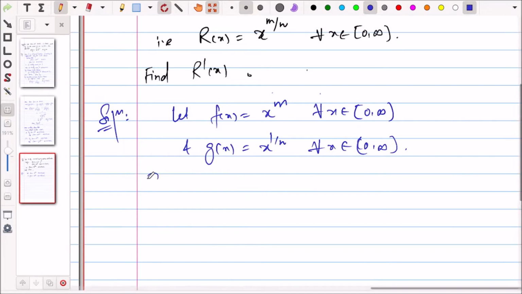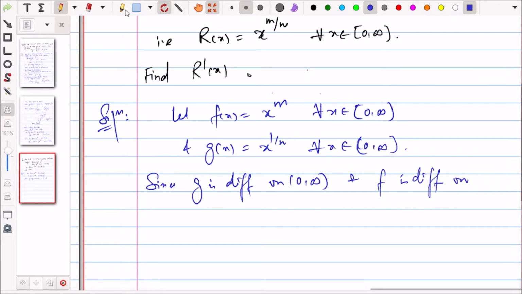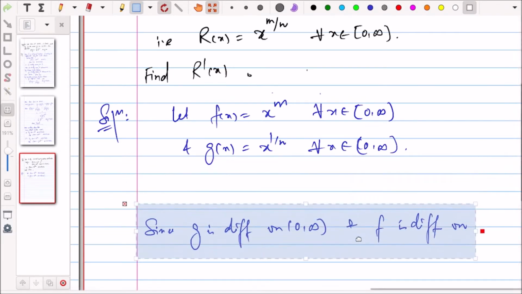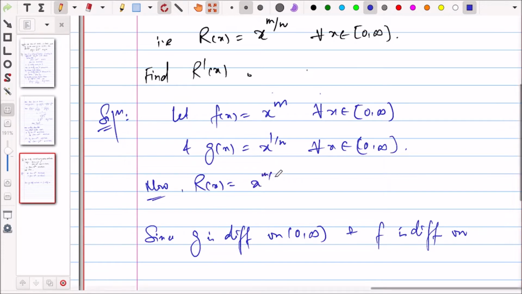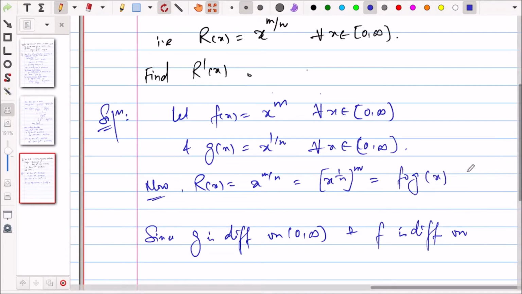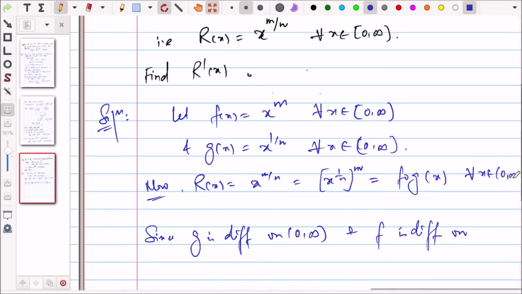Since g is differentiable on 0 to infinity and f is differentiable, let's first show that r is a composition of two functions. Now r(x) is equal to x to the power m by n, which is equal to (x to the power 1 by n) to the power m, which can be written as f of g of x for all x belonging to 0 to infinity. So r is the composition of these two functions.